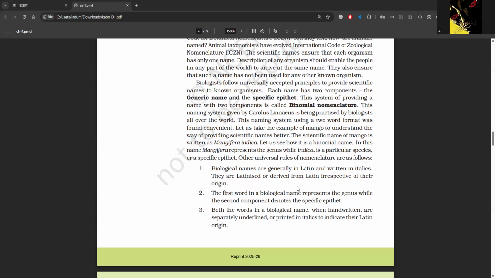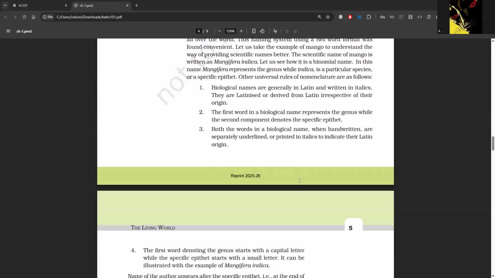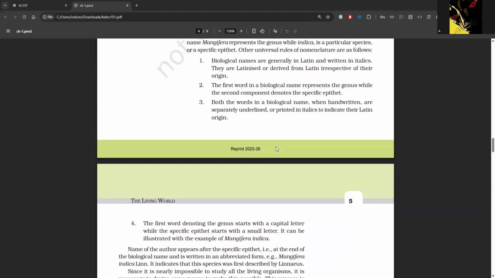Let us take the example of mango to understand the way of providing scientific names better. The scientific name of mango is written as Mangifera indica. Let us see how it is a binomial name. In this name, Mangifera represents the genus, while indica is a particular species or a specific epithet. Other universal rules of nomenclature are as follows.